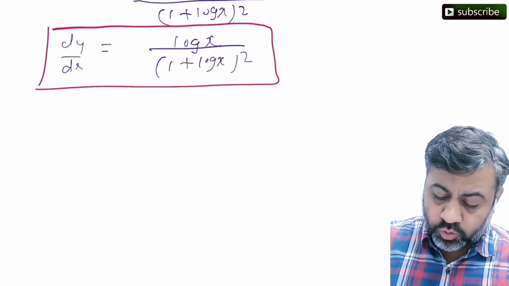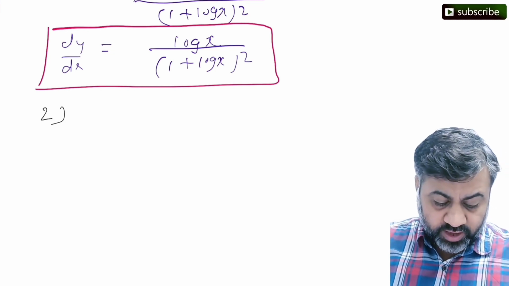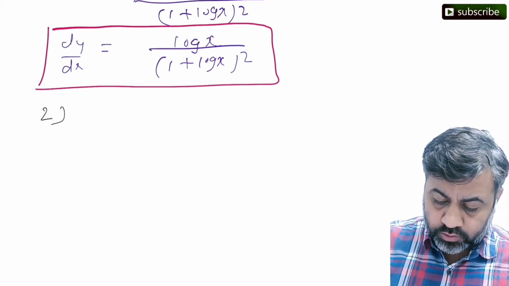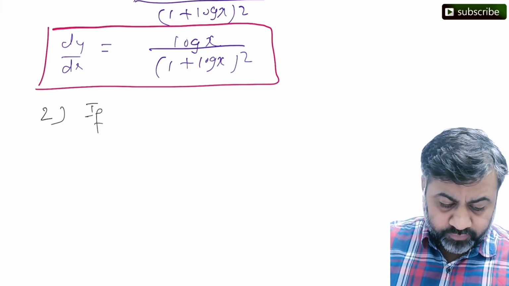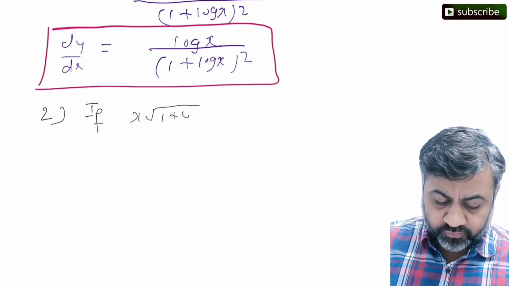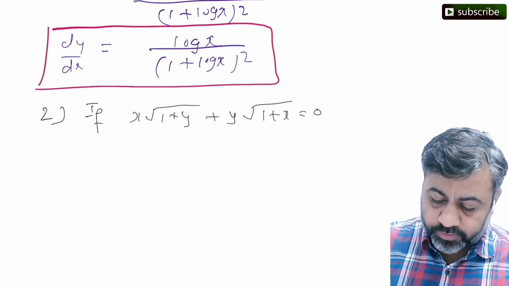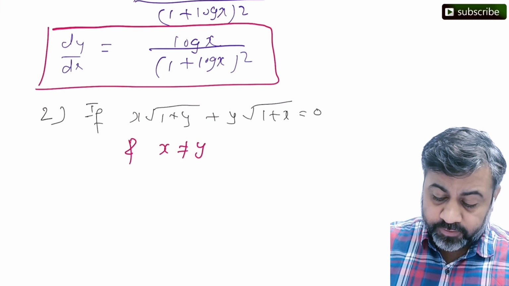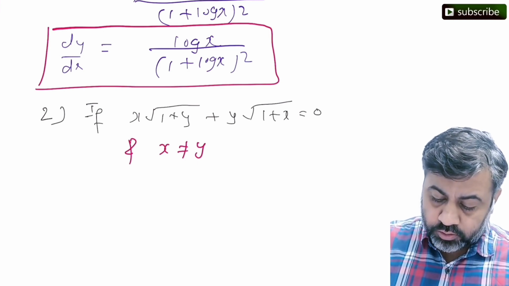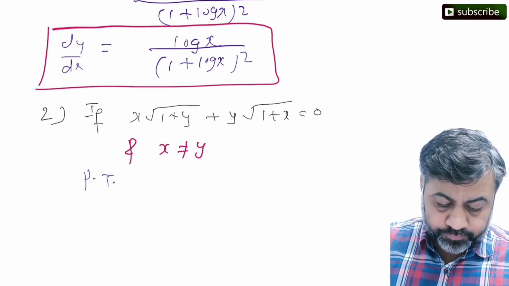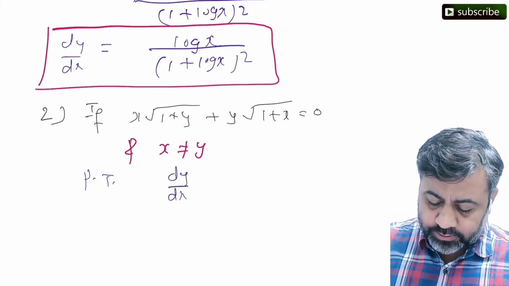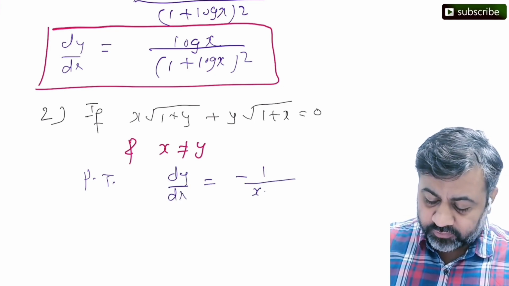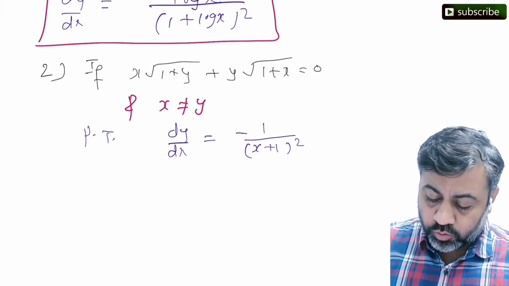In question number 2, we have: if x square root of 1 plus y plus y square root of 1 plus x equal to 0, very important thing, and x is not equal to y, then prove that dy by dx is equal to minus 1 by (x plus 1) the whole square.